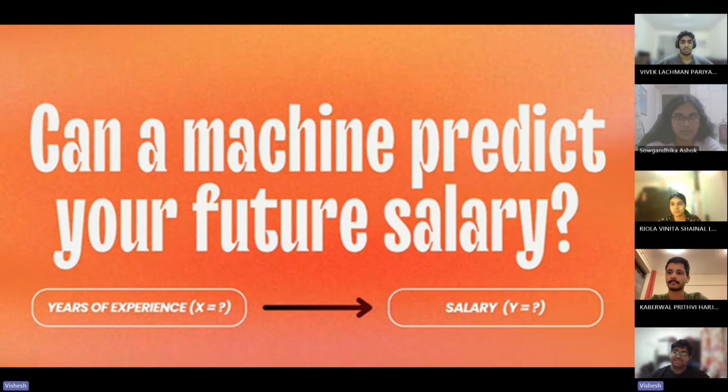So, can a machine predict your future salary? That's not a hypothetical question. That's exactly what we are going to show you today.